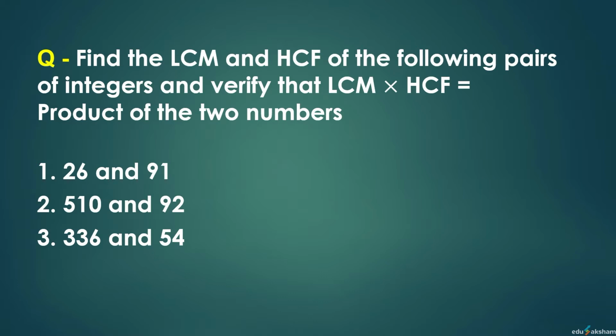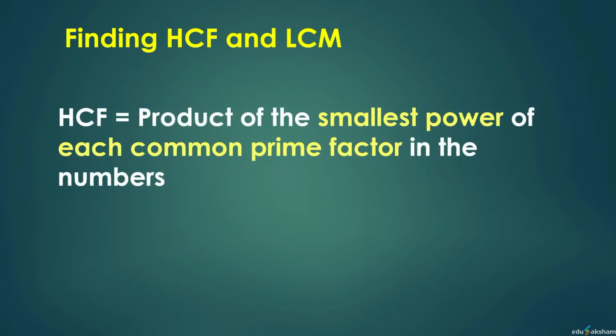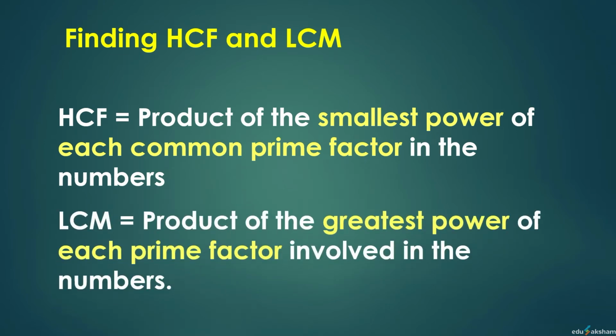Let us see how we can find the HCF and LCM of these pairs of integers. If we write the pair of integers as a product of their prime factors, then the HCF will be the product of the smallest power of each common prime factor in the numbers, whereas the LCM will be the product of the greatest power of each prime factor involved in the numbers. So, let us have a look at the numbers given to us.